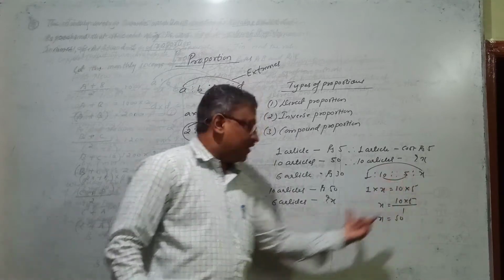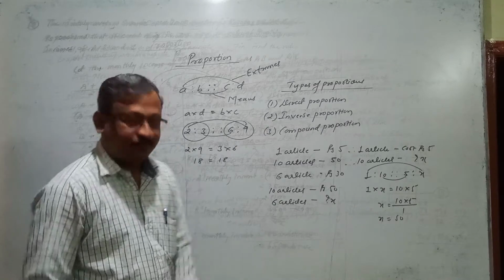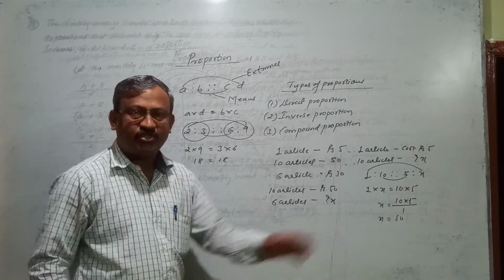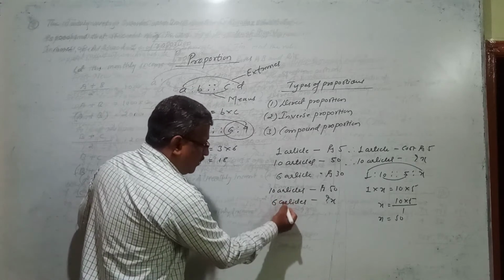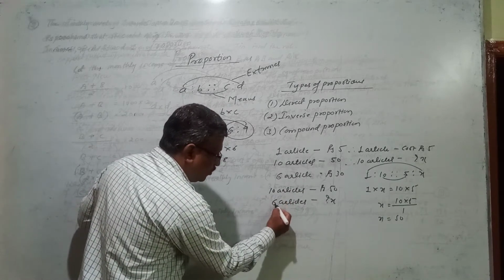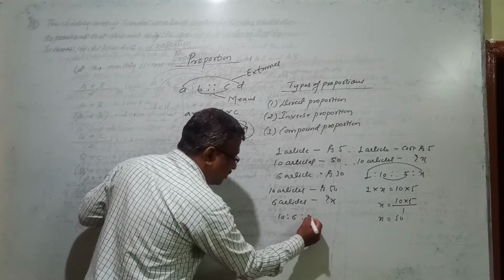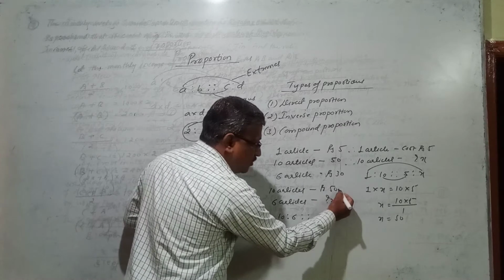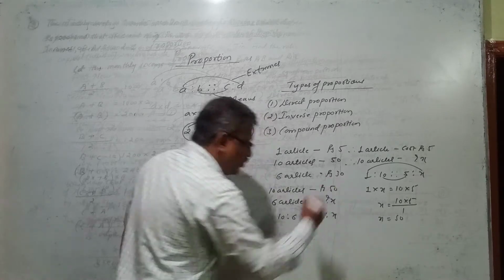So when both are increasing or when both are decreasing, it is said to be which proportion? Direct proportion. And when the proportion is direct, how do you have to put the proportion? The ratio of articles is written as it is, 10 is to 6 when it is direct. So 10 is to 6 is equal to the last ratio. The last ratio is always written in direct form only. It is written as 50 is to x.